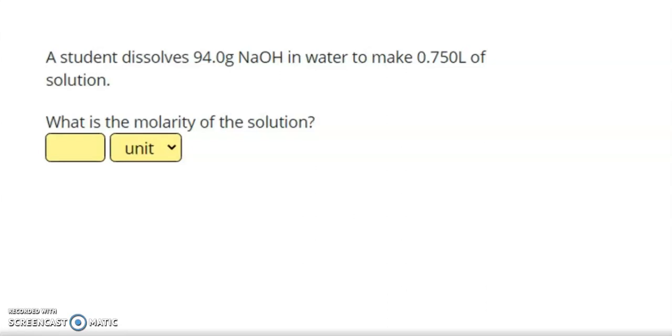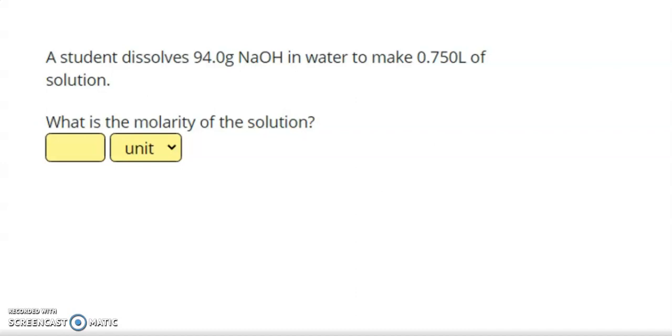This video is about molarity problems involving grams and milliliters. The first problem says a student dissolves 94 grams NaOH in water to make 0.750 liters of solution. What is the molarity of the solution?